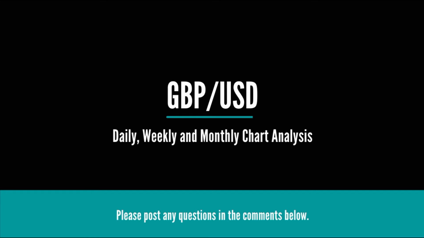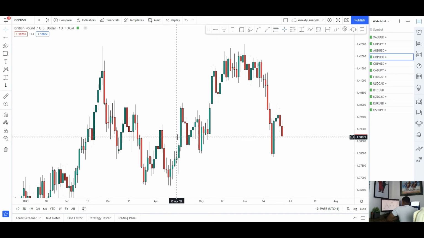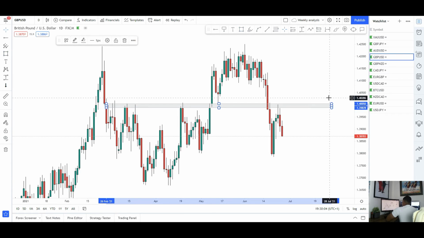Up next is GBP USD. Okay, so next up we've got GBP USD. For this pair we saw some retracement to the upside back into 1.4. I did say last week that we will be looking for 1.4 for some shorting opportunities for a move lower, and that's exactly what happened.